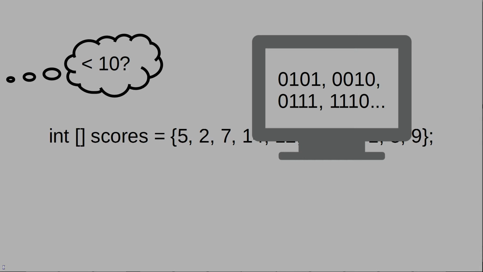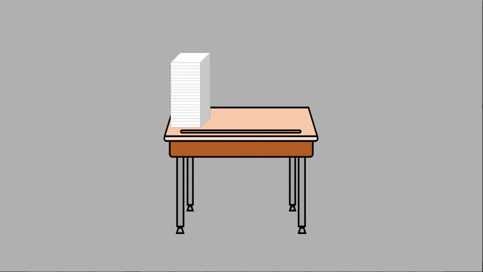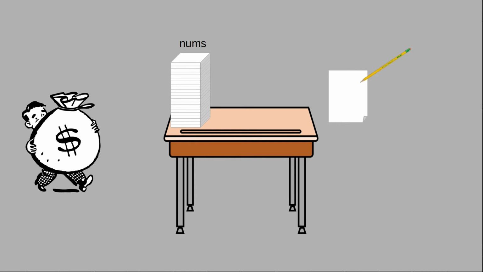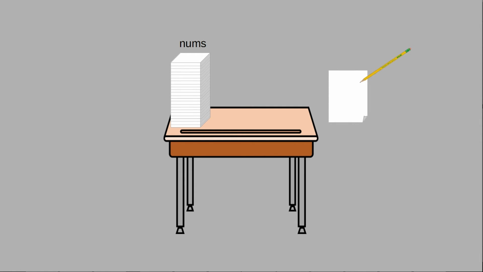So, hypothetically, you're locked in a room with nothing in it except for a desk with a towering pile of paper on it, and you're given a pencil and a blank sheet of paper. Each piece of paper has an integer printed on it. You'll be paid a large sum of money if you can successfully find the maximum value without changing the current seemingly random order to the paper. How would you attempt to solve this problem?